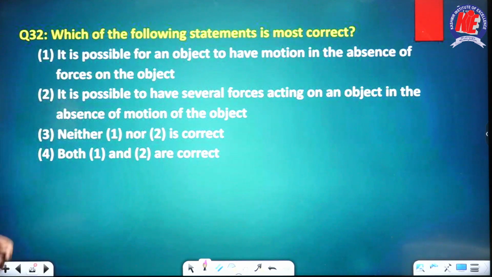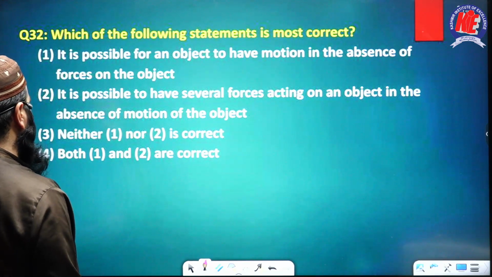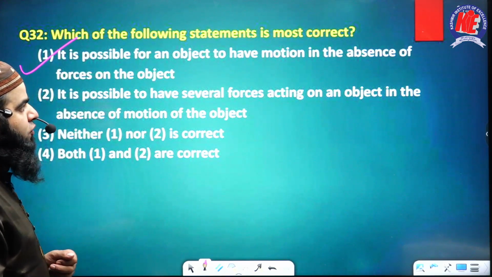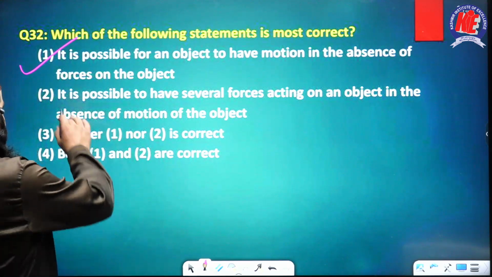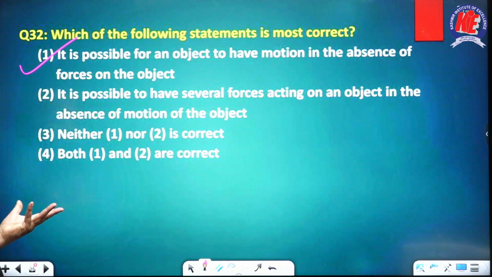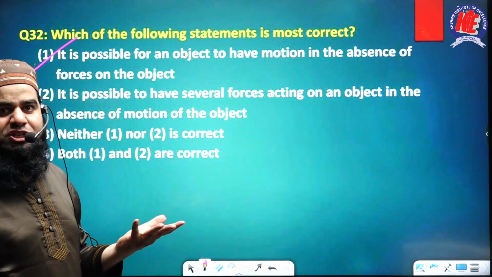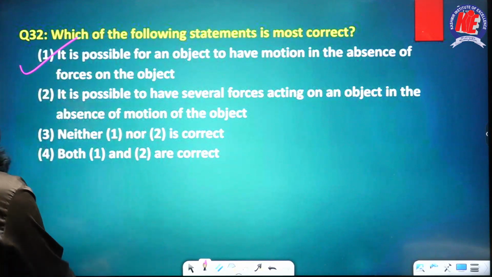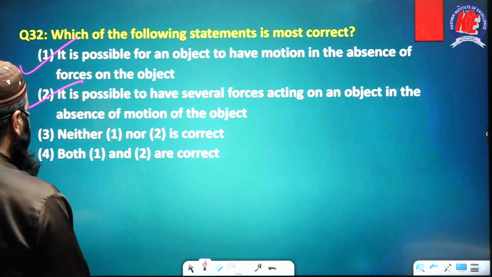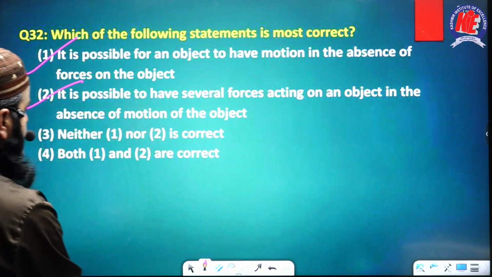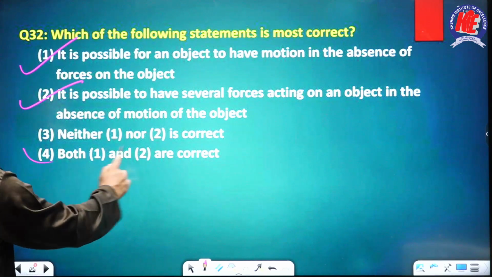Next one please. Which of the following statements is most correct? It is possible for an object to have motion in the absence of forces on the object. बिल्कुल, यूनिफॉर्म मोशन इज द मोशन जो आपको मिलेगी कि कोई फोर्स काम नहीं कर रहा है. It is possible to have several forces acting on an object in the absence of motion. Exactly. If there is no motion, that doesn't mean कोई forces पे act नहीं कर रहा है. You can have multiple forces, but the net, the resultant, the total of those forces will be zero. So this is also right. Can I read them once again? It is possible for an object to have motion in the absence of forces. Yes, both 1 and 2 are correct.